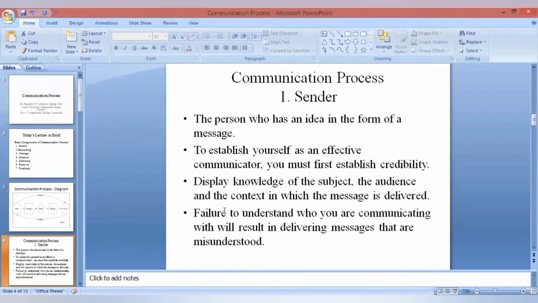And failure to understand who you are communicating with will result in delivering messages that are misunderstood. If you neglect your audience, if you ignore who your reader, the recipient of the message, is, that will cause misunderstanding, that will cause a problem, that will cause so many other issues, and the message will not be properly conceived as well as understood by the recipient.